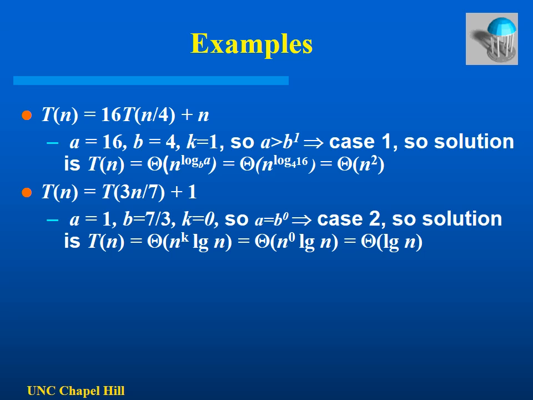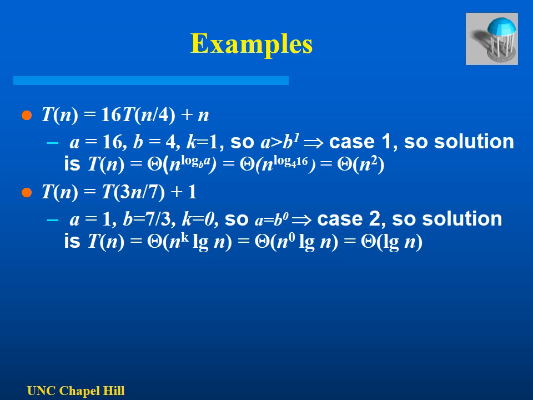Now let's look at another example. T(n) = T(3n/7) + 1. In this case, a is 1, b is 7/3, because it's T of n over something, so 1 over 3/7 is 7/3. And k is 0, because we have n to the 0, which is 1, as the term outside of the T.